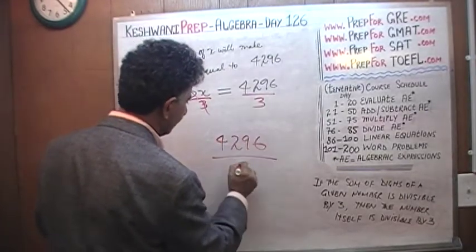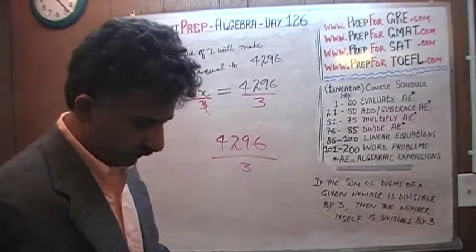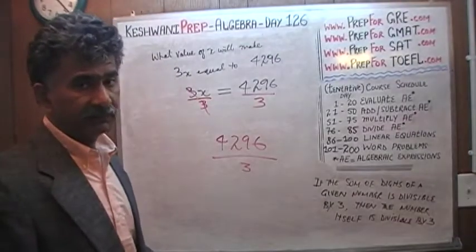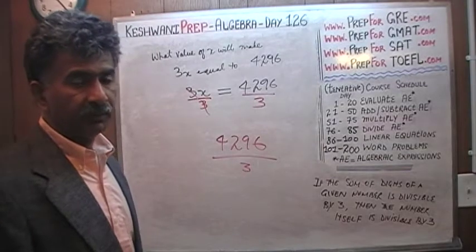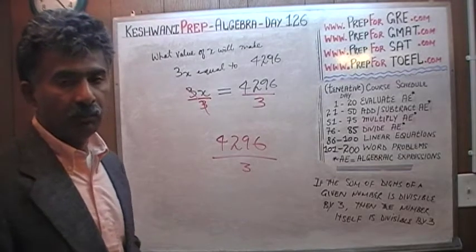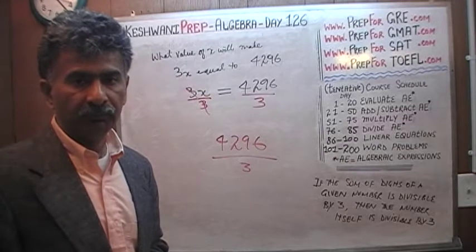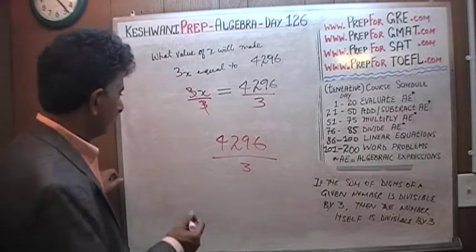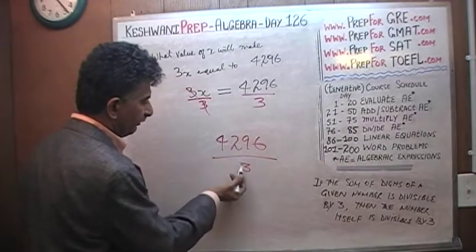4,296 divided by 3. Let's do it here together, you and I. Do not reach for the calculator. That's not the point here. If that was the point, there would be no point in giving you this question, because I'm not trying to see how fast you can use the calculator. Do you understand?